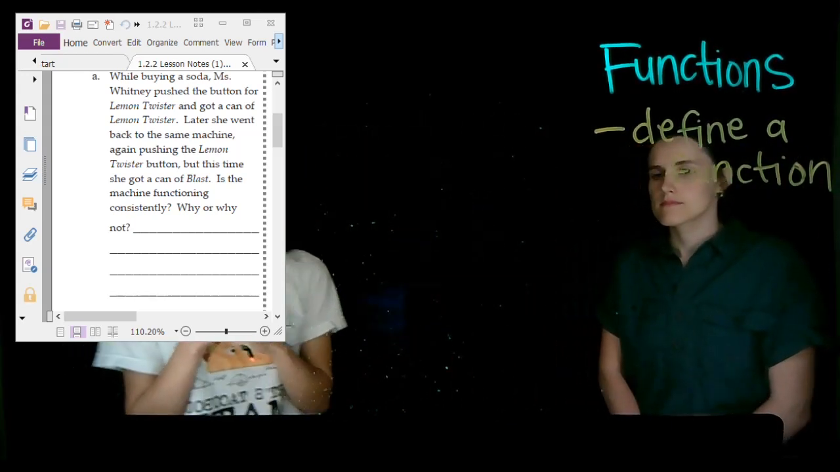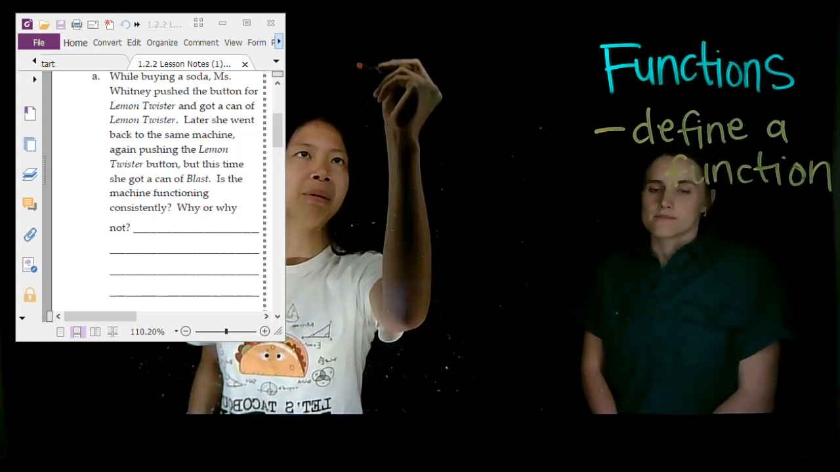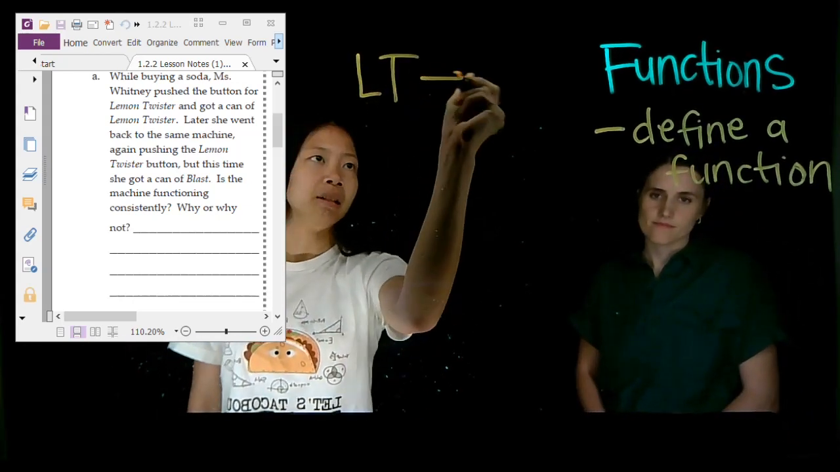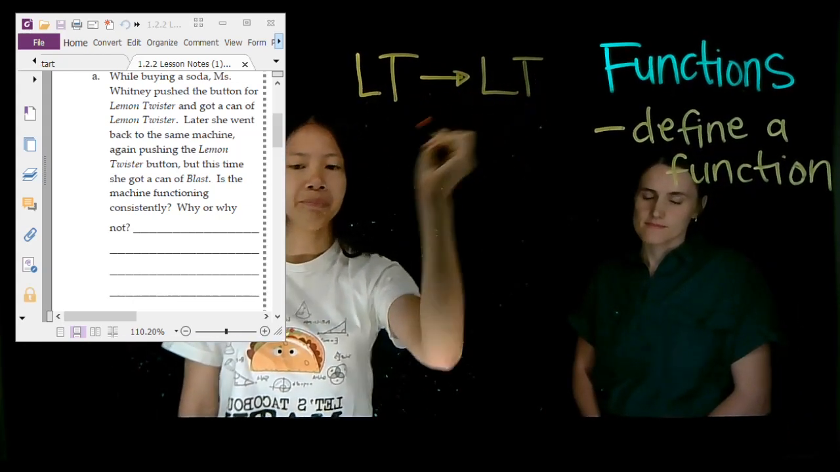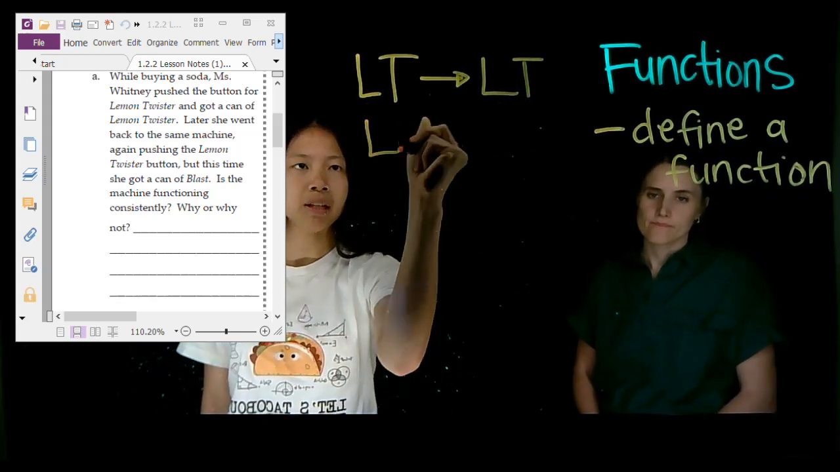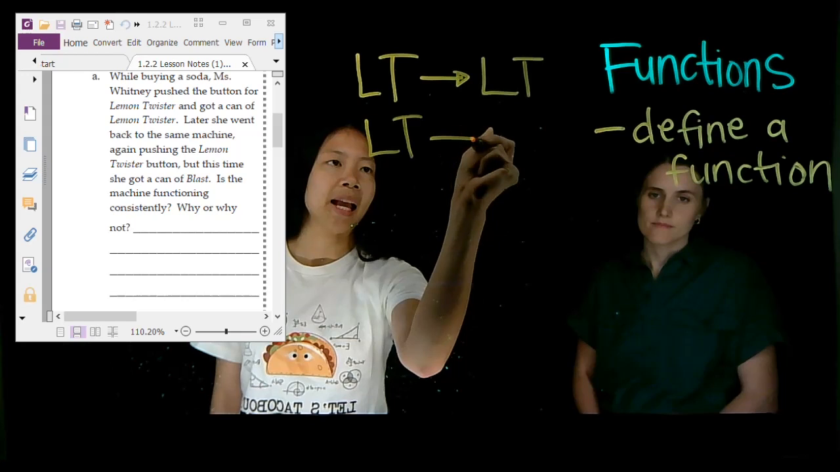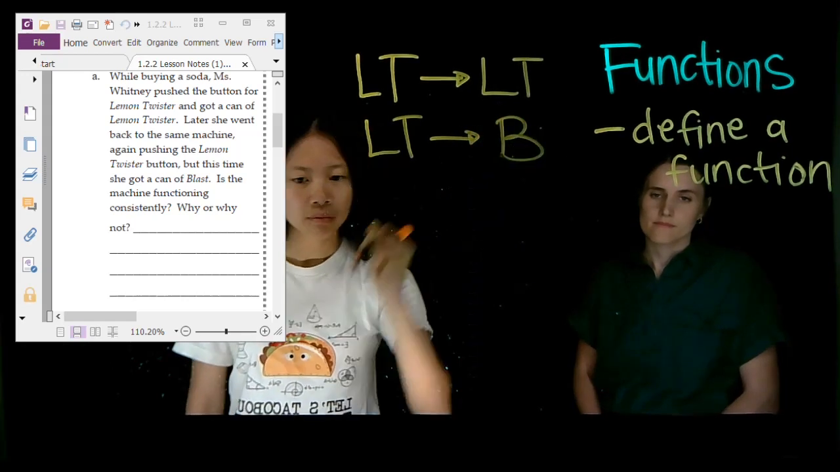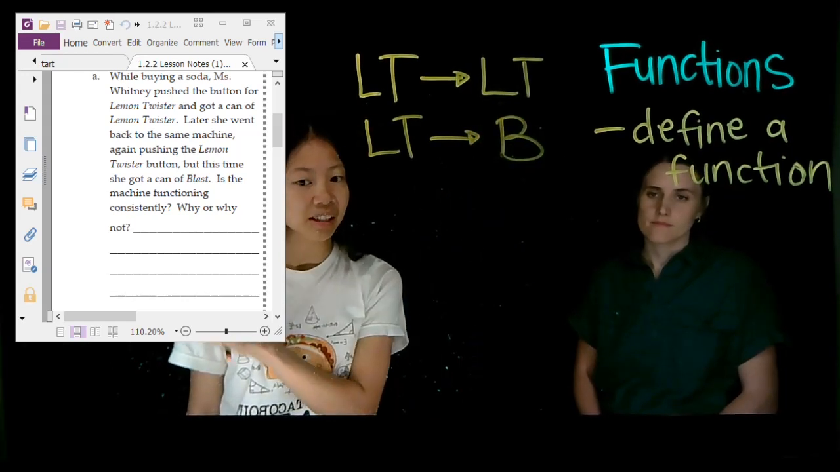When buying a soda, Miss Whitney pushed a button for lemon twisters, and she got a can of lemon twister. Awesome. Later she went back to the same machine and she pushed the lemon twister button, but this time she got a can of Blast. Is the machine functioning consistently?